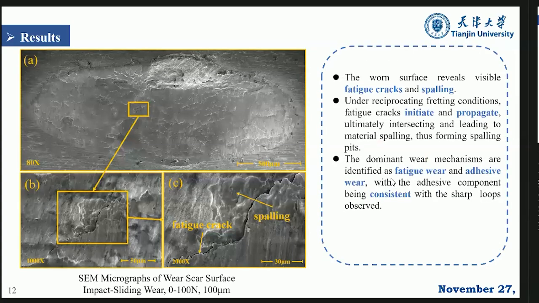Okay, and then we want to check what happened in the micro view. Here for the impact sliding wear, we have fatigue cracks and spalling. The cracks are generated and propagate, and then spalling. We have some pits here. The dominant wear mechanism can be identified as fatigue wear and adhesive wear, which is consistent with the shear loops we already have.